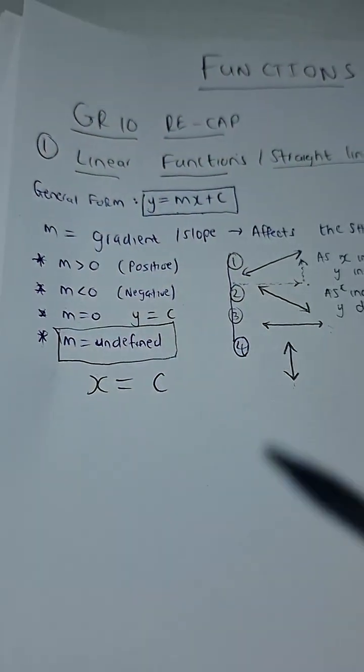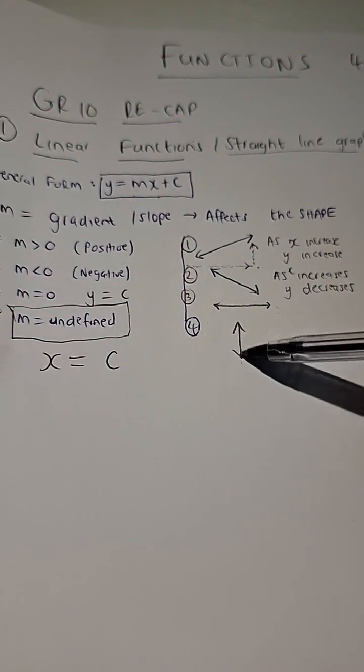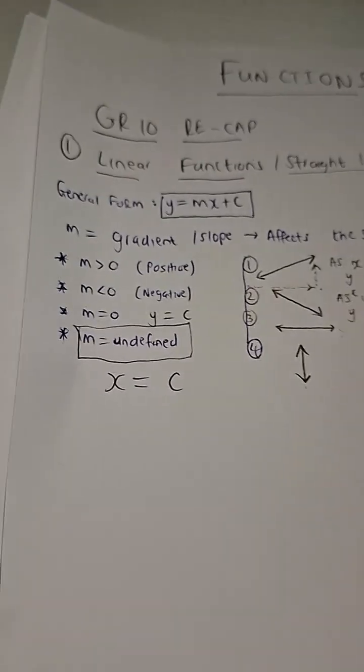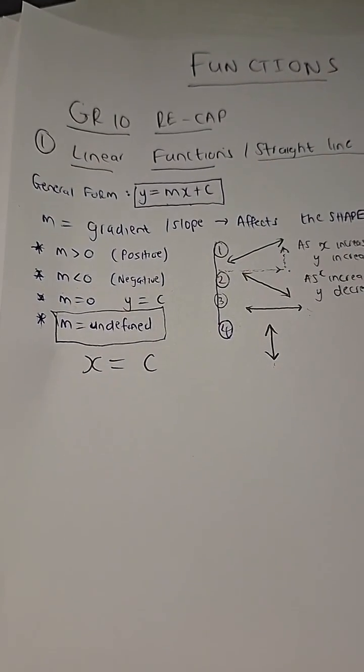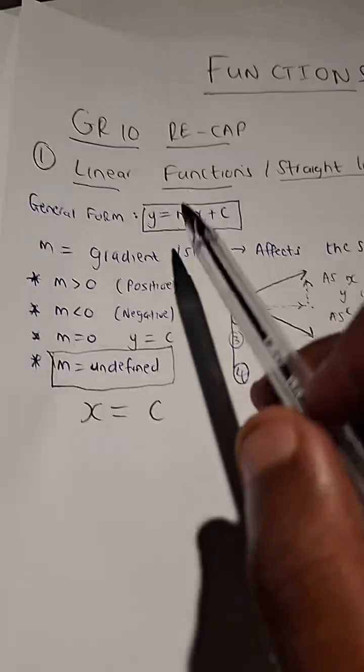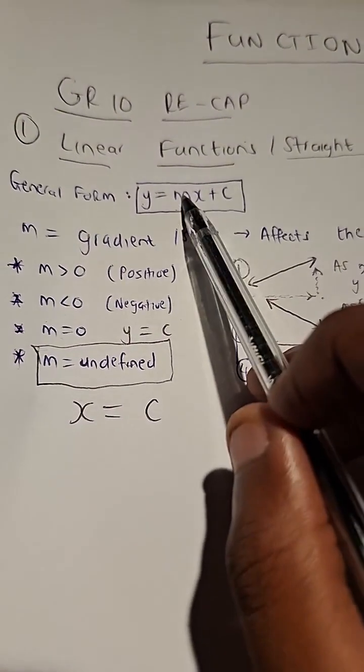And when m is undefined, we have a vertical line. That's very important to note, and something I want us to start off from the get-go. What does m stand for?